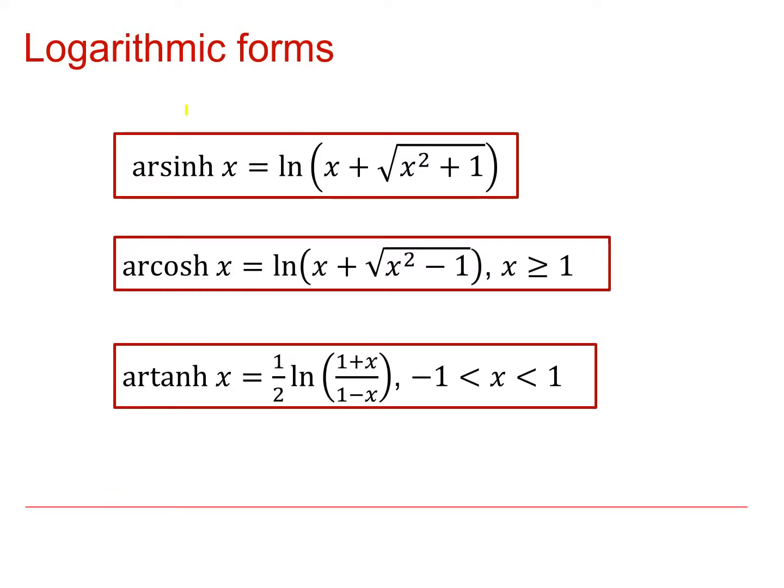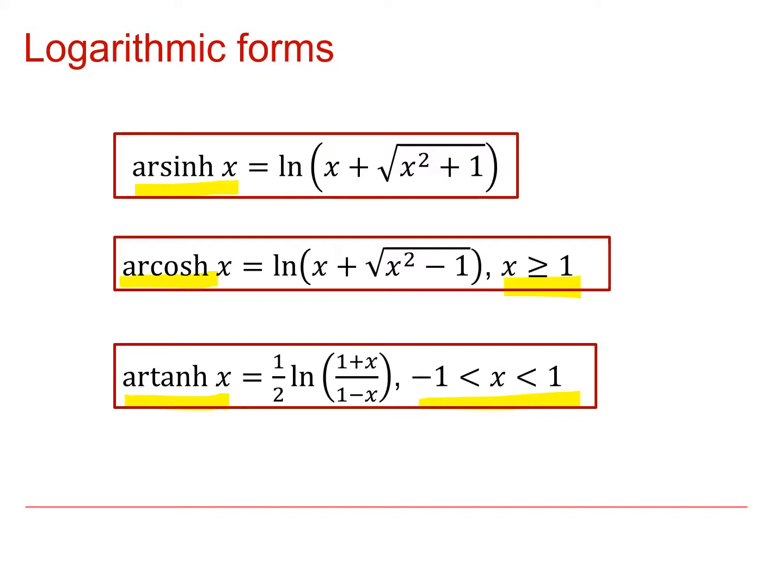So finally, in summary then, these are our logarithmic forms. Our arcsinh x is log of x plus root x squared plus 1. Our arccosh x is the log of x plus root x squared minus 1. And there is a restriction on that, which is that actually x has to be greater than or equal to 1. And our arctanh x is this thing, a half log of 1 plus x over 1 minus x. And again, there are restrictions on that, that x is between minus 1 and 1 and is not equal to either of those limits.